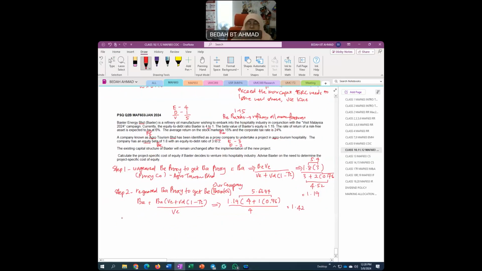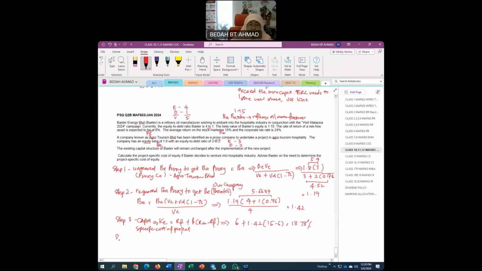Then you can put it in your specific cost of project. Step 3, using the CAPM model to calculate your specific cost of project. So it is RF plus beta times RM minus RF, where RF is risk-free 6 plus beta 1.42. The RM is 15% minus 6. That will give you 18.78%.